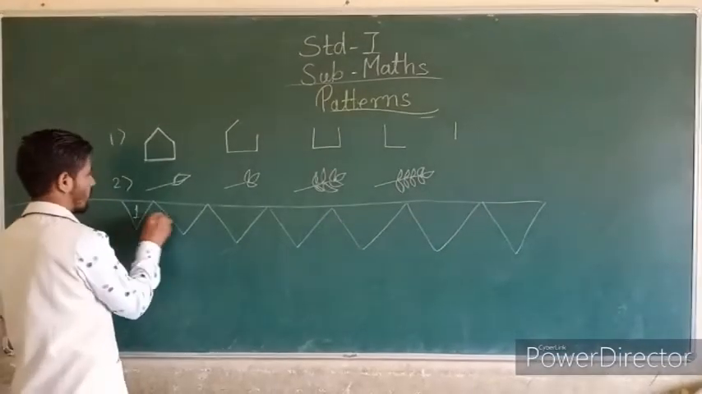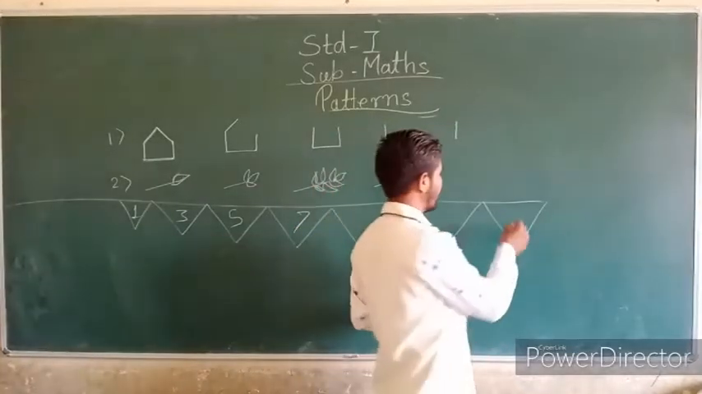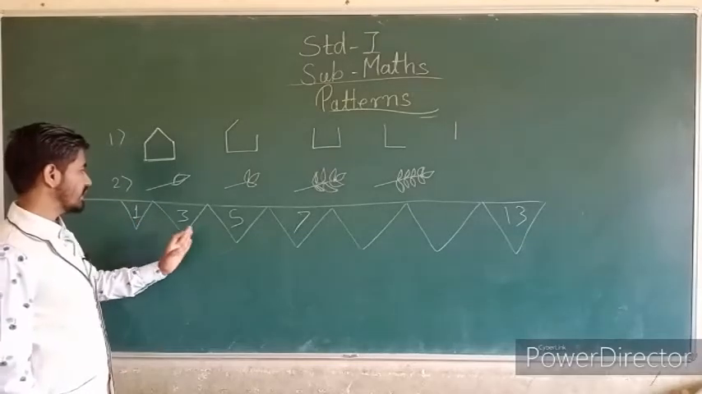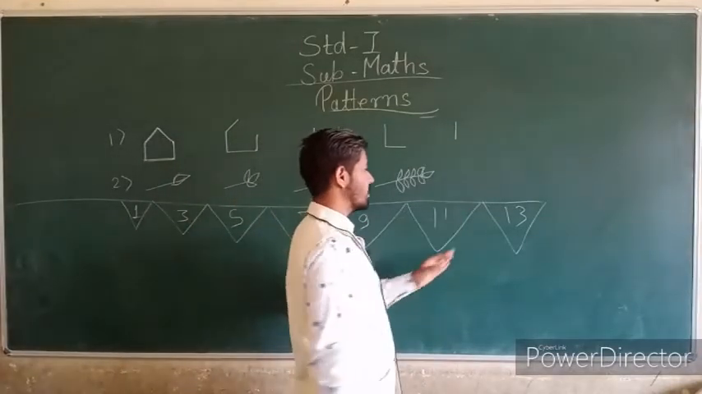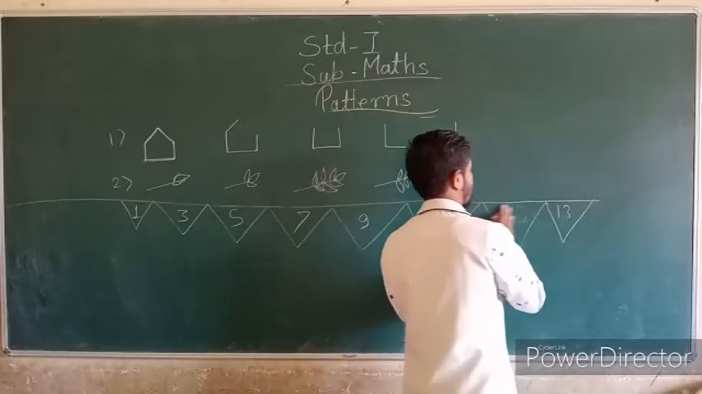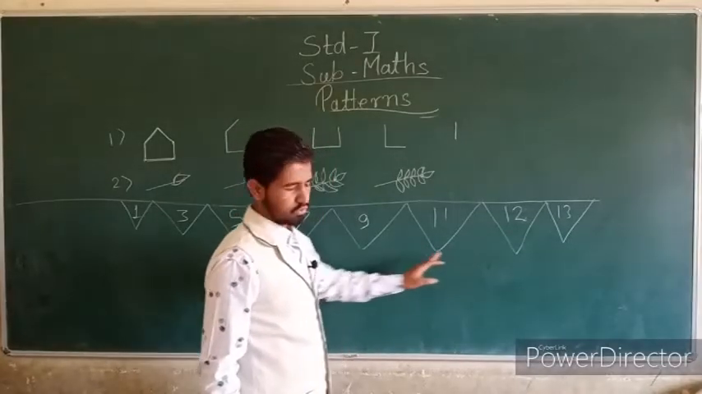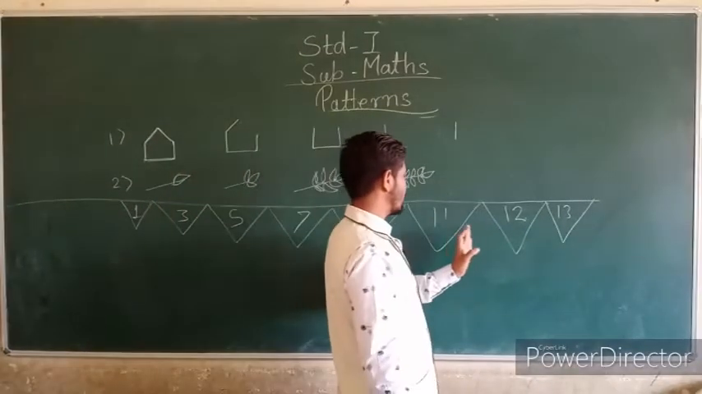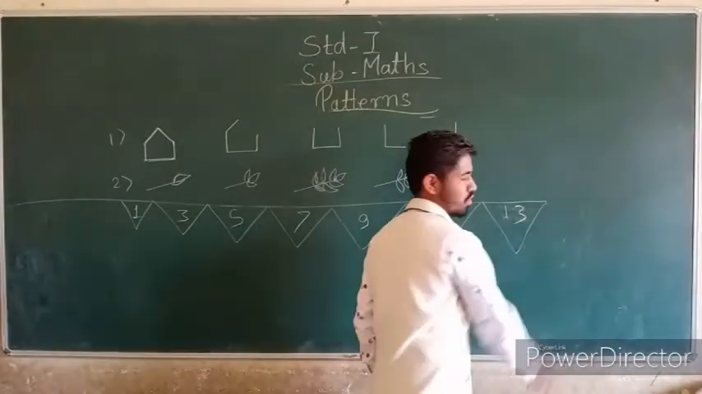For example, 1, 3, 5, 7, dash and 13. So students, what do we have to do here? Sorry, 1, 3, 5, 7, 9, 11 and 13. My mistake, so this is correct.